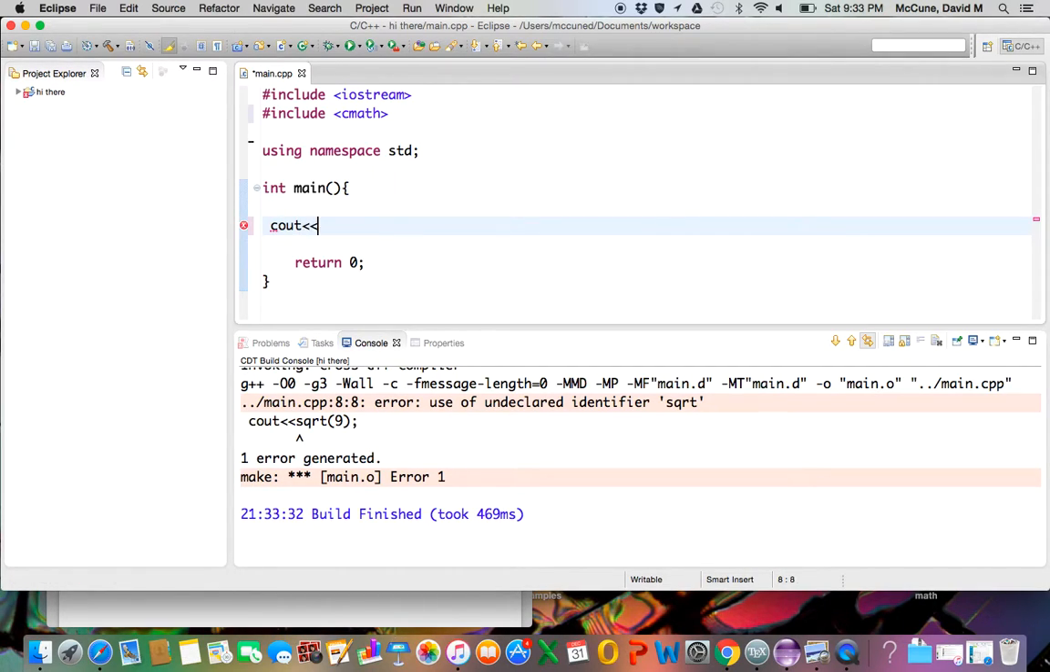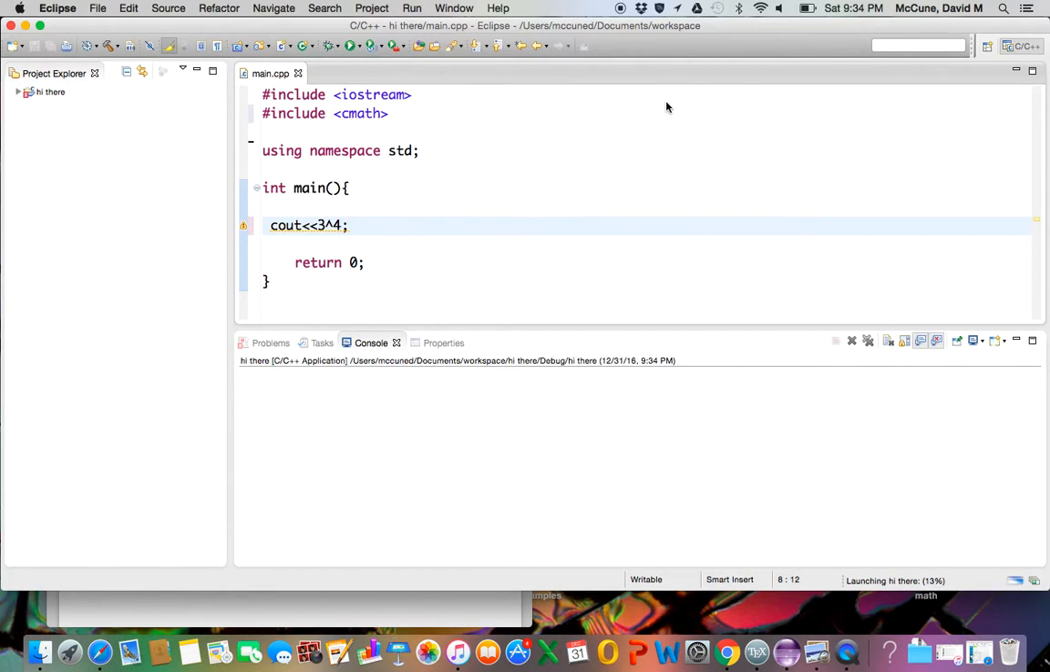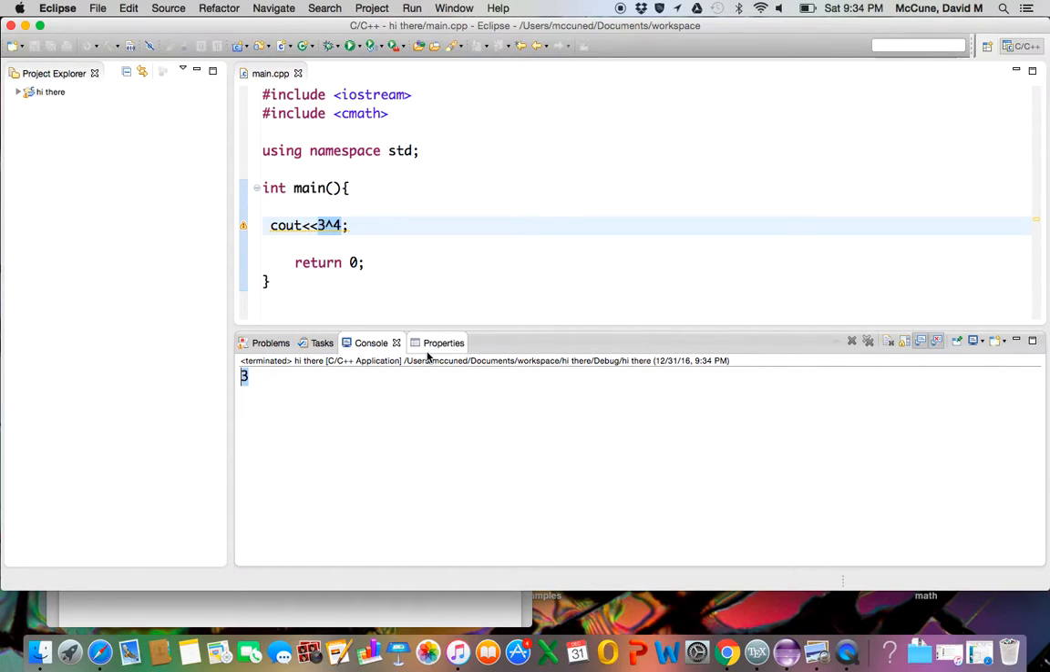It's kind of obnoxious though, because suppose you want the computer to print to the screen 3 to the 4th. You would most likely write that with the caret, wouldn't you? I mean, this little caret symbol usually means take to the power of, right? So 3 to the 4th. But notice if I try to run that, the computer still runs it, but it's confused. 3 to the 4th is not 3, I think we all agree. 3 to the 4th is 81.